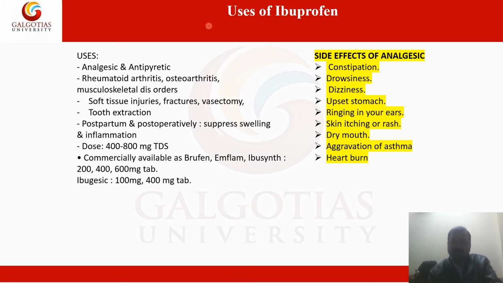Another drug is ibuprofen. It works as an analgesic and anti-inflammatory. We can use this drug in rheumatoid arthritis, osteoarthritis, musculoskeletal disorders, soft tissue injuries, fractures, vasectomy, tooth extraction, postpartum and postoperative pain, suppressing swelling and inflammation. Doses are available as 400 and 800 milligram tablets that can be given TDS, commercially available as Brufen, and Inflame, available in 200 and 400 milligram tablets. Ibugesic is another drug used, given BD or TDS, available in the market as 100 milligram tablets.